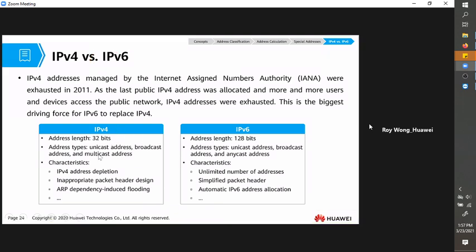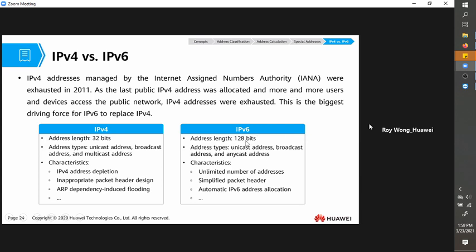Let's look at the comparison. The length is 32-bit. Address types: unicast, broadcast, and multicast. Some of them are supported. Characteristic: IPv4 address differentiation in appropriate packet header design. ARP dependency is included for IPv4. So they really have this.